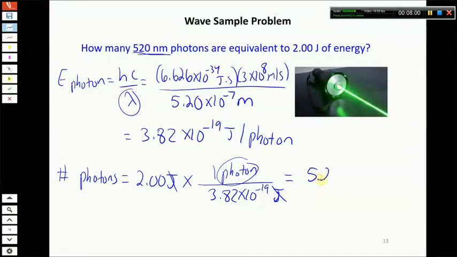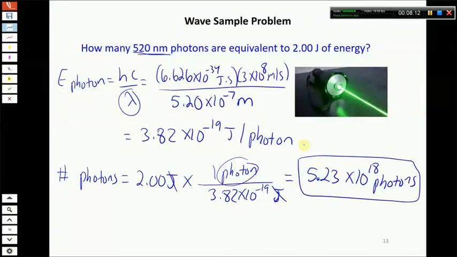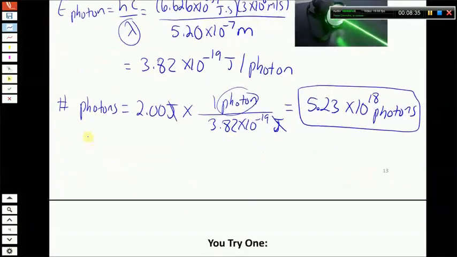And it comes out to 5.23 times 10 to the 18th. So 2 joules is not a terribly large amount of energy, and it takes a lot of green photons to generate that. So that's a huge number, obviously. And again, driving home the point that these photons, even though they are quantized, even though that is the smallest unit of energy you can have for that wavelength of light, they are still a very small unit of energy. It's not a huge amount, obviously. So there's still a lot of photons in a typical situation that you would observe macroscopically. All right, so that takes us to the end of that.